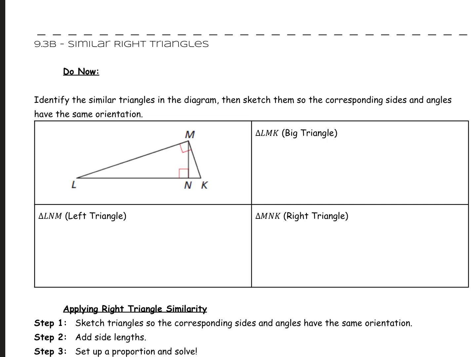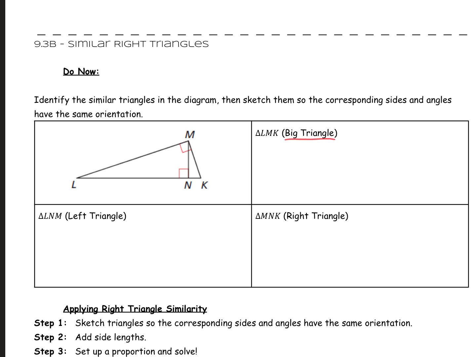So getting started in today's lesson, we're going to review what we did yesterday. What we did yesterday was essentially identify the similar triangles in the diagram, then sketch them so that the corresponding sides and angles have the same orientation. Now, regardless of whether you were here yesterday or not, I really want to reaffirm, you want to do this in a specific order. You want all of your triangles to look the same.